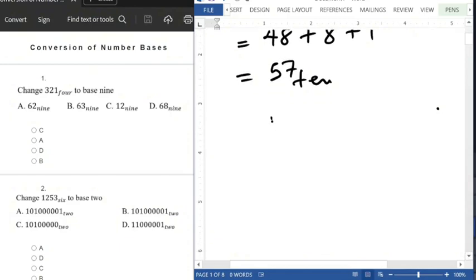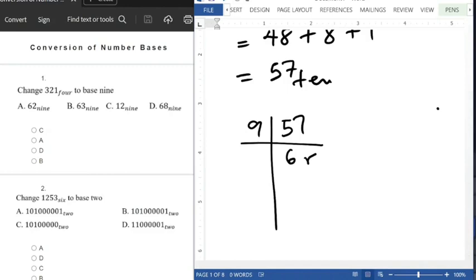So we now convert this 57 to base 9. So 57 divided by 9, right? That gives us 6. 9 times 6 is 54. So that means it's going to remain 3. Are you with me? So 9 into 57 gives us 6. When you multiply 6 by 9, it's going to be 54. That means 57 minus 54, that gives us 3.